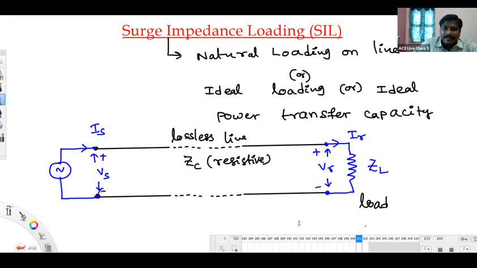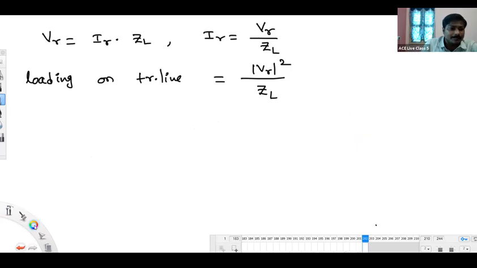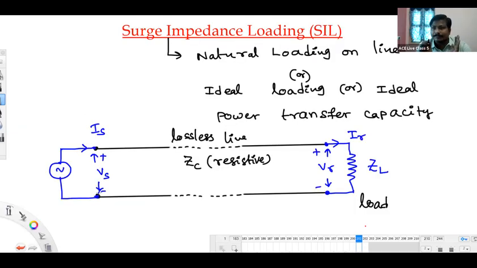Making the load impedance value equal to the surge impedance. Okay, that's the first heading I'm going to take. The first heading is: if the load impedance value exactly equals the surge impedance. Listen carefully. ZL equals ZC.